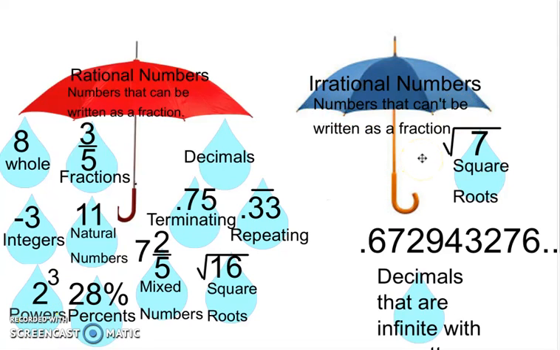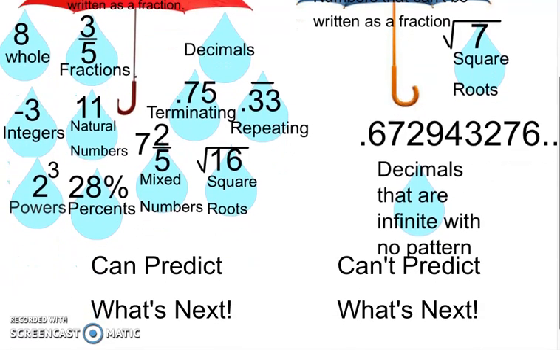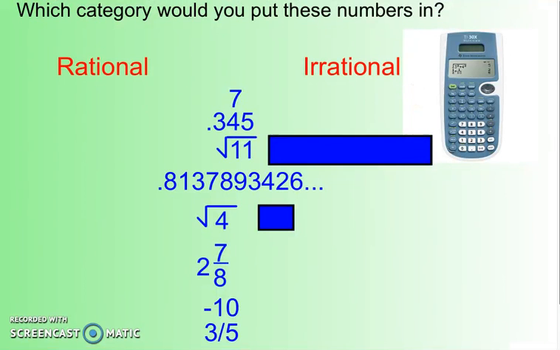Irrational numbers are really just any number that turns into a decimal and the decimal goes on infinitely with no pattern, and you really can't predict what's coming next. So with irrational numbers you can't predict what's coming next. With rational numbers, you can predict what is the next number. So if we look at some examples, let's put these in the two categories.